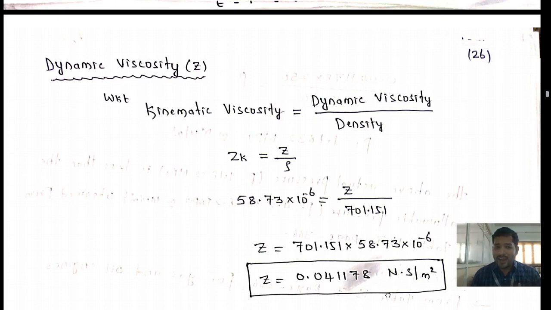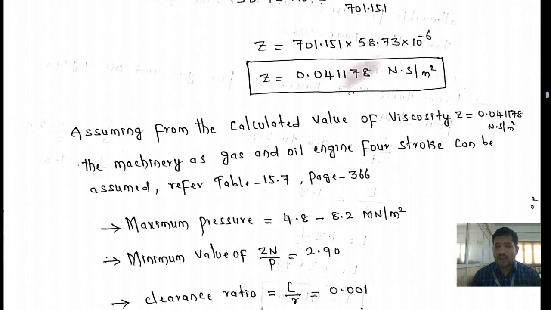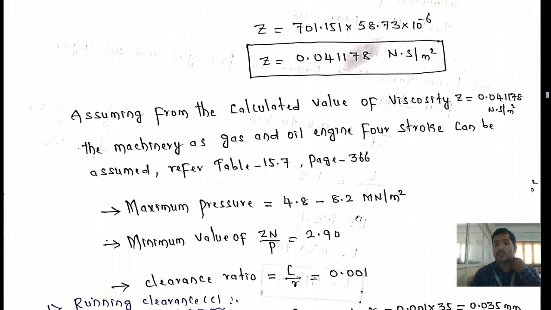After getting the value of the kinematic viscosity, we need to assume from the calculated value, the viscosity is how much? This dynamic viscosity, we got the value 0.041178 Newton second per meter square. So in this case, first of all, we have to refer to table number 15.7, page number 366, in which the maximum pressure should be how much.